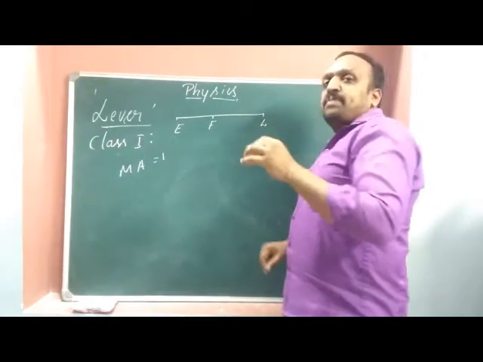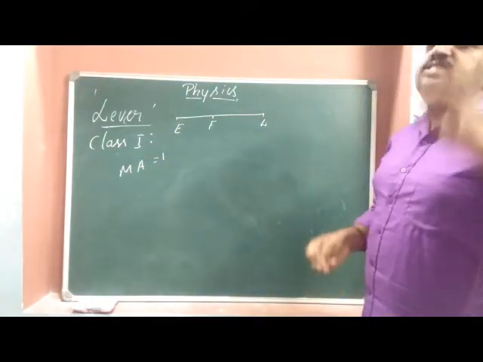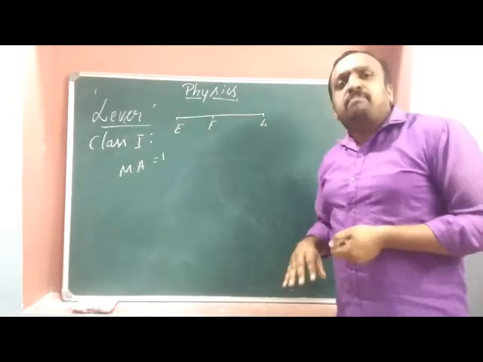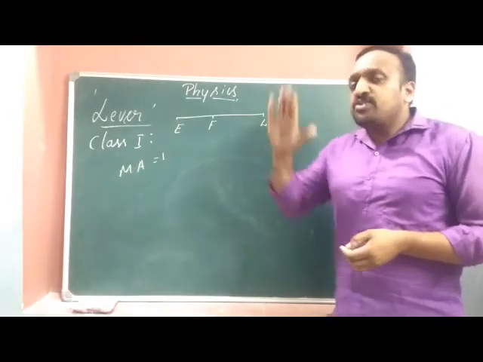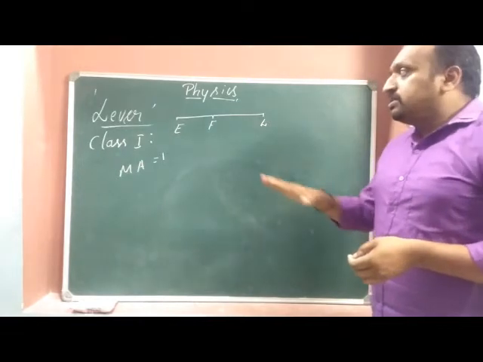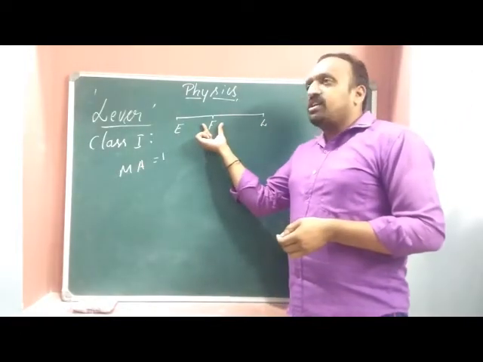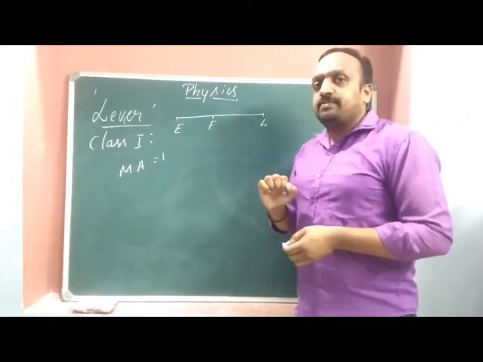So what is the example? Seesaw. Seesaw is the best example. Everyone had played in that one. In a seesaw you can observe the rod in which the fulcrum is exactly at the center.